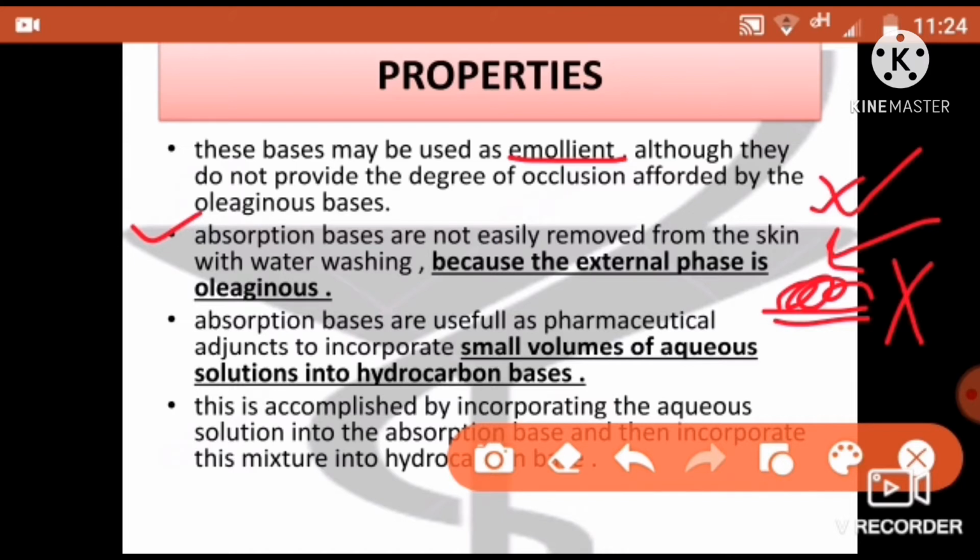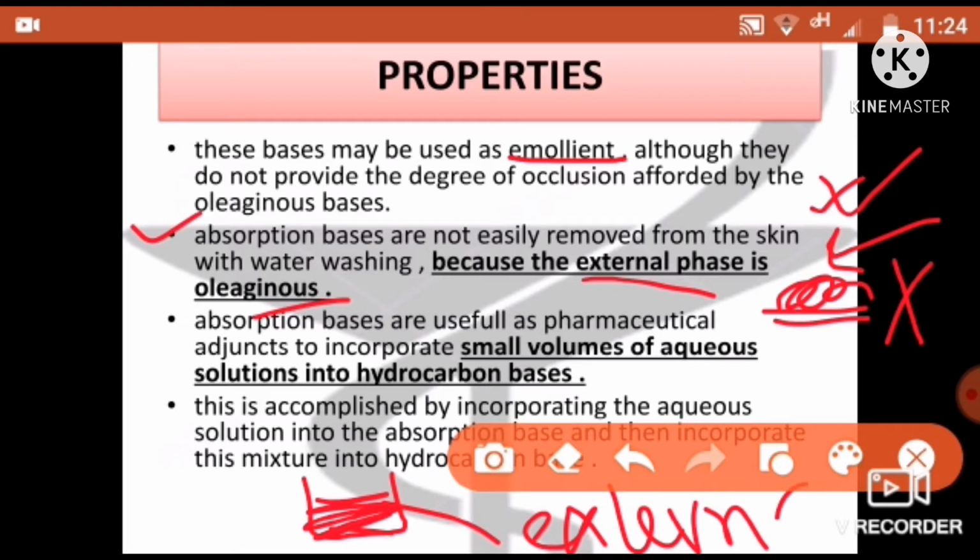Why? Because the external phase is oleaginous. What is the external phase? This is the container. The oil in it is the external phase. So the external phase is oil. So it cannot be removed very easily from the surface of the skin. So it provides greater protection, much more penetration and much more hydration to the skin, which is a positive point of absorption bases.